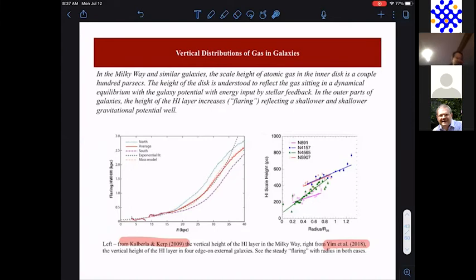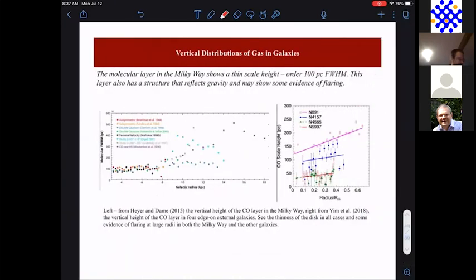This is understood to reflect the fact that the gas in galaxy disks is sitting in some kind of dynamical equilibrium with the potential well of the galaxy, and that in the outer part of galaxies, this H1 layer increases in height, flaring, in response to the diminished potential well, particularly as the stellar disk diminishes in its overall gravity. So the H1 disk flares, and we believe that this reflects the potential well becoming shallower and shallower as you move out in the disk.